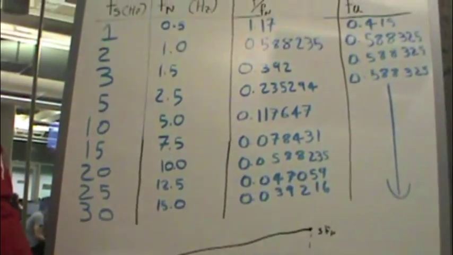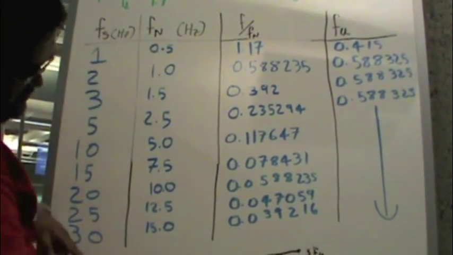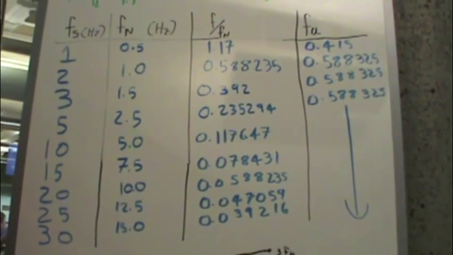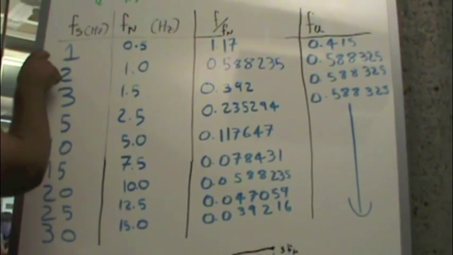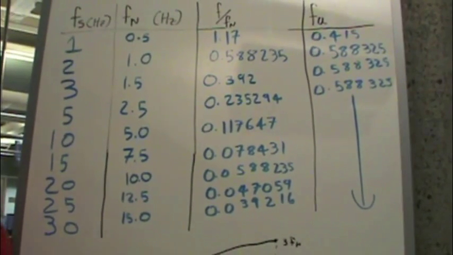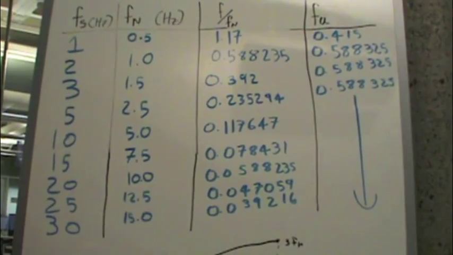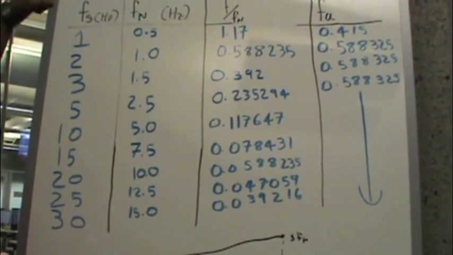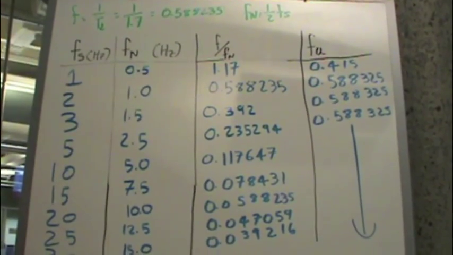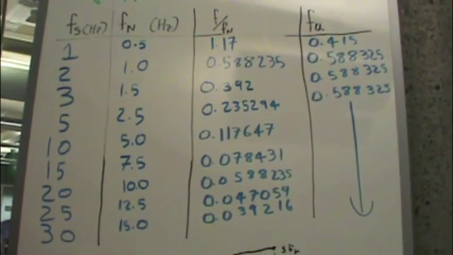After we get that value, we multiply our Nyquist frequency by the value we found using our folding diagram and our F over Fn ratio, and for 1 hertz sampling frequency, we get our aliasing frequency to be 0.415 hertz, which means that our real frequency, which is 0.588235, will not be represented by a sampling rate of 1 hertz.